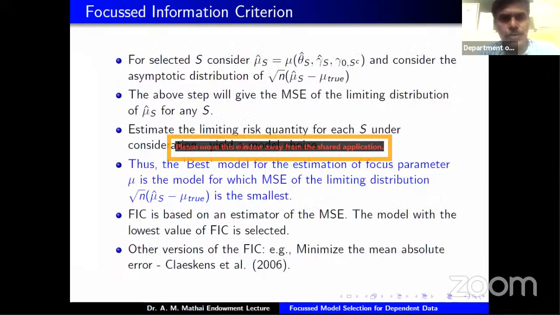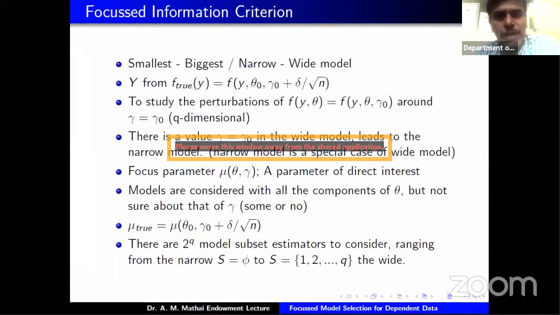So there is a value gamma equal to gamma naught, the wide model that leads to the narrow one. And then you have gamma 1, gamma 2, gamma q. These are the possible values in the case of the wide one. And we would like to select a model in this context.